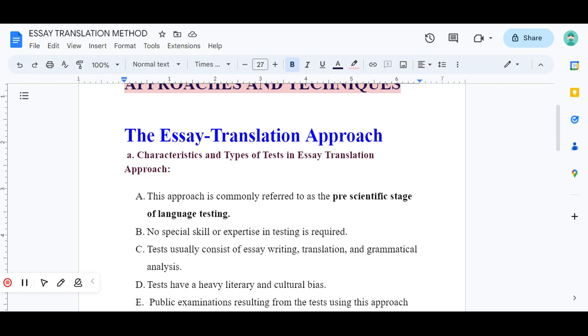It's just to give you an overview. Essay translation approach is considered as the pre-scientific stage of language testing. All right, if I say that the essay translation approach comes in the category of modern teaching approach, then this is going to be wrong, because this is one of the traditional approaches of English language teaching. All right, so no special skill or expertise in testing is required.